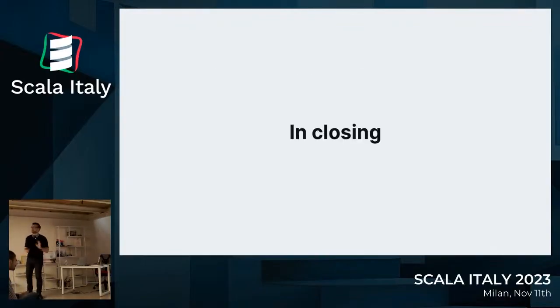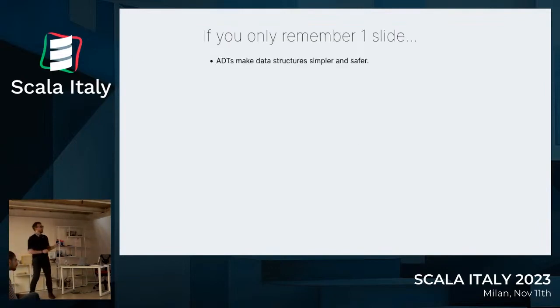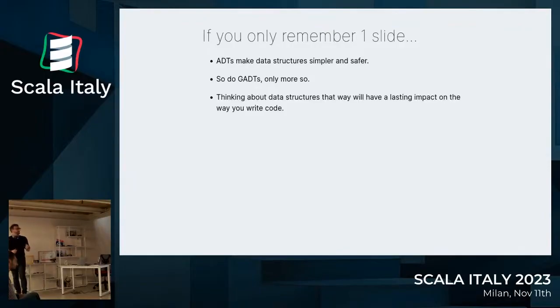And in closing, just to make sure that if there's one slide you remember from that entire talk, this is the one you should remember. ADTs make data structures simpler and safer. So do generalized algebraic data types, GADTs, only more so. And if you think about data structures that way, that should have a lasting impact on the way you write code, and it's going to make your code better, safer, and easier to reason about, which I think was the promise I made in the introduction.